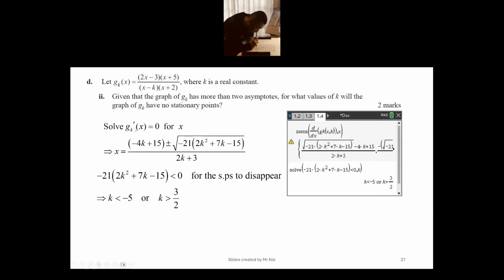Necessary working should involve, let's say, solving derivative equal to 0, but you can't just quote the derivative equal to 0 equation. You have to actually show your solutions to this equation and then grab this part less than 0, solve again, and you get the desired two sets of values.